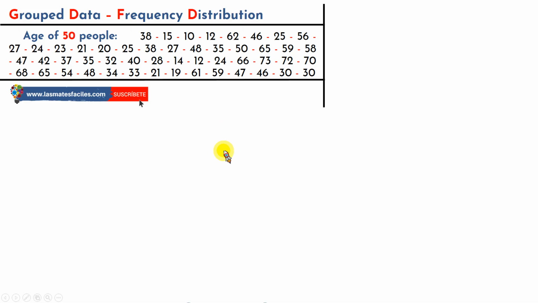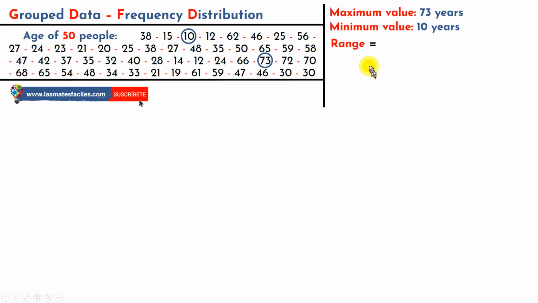As the first step, we're going to identify what the minimum value and the maximum value are. That is, the minimum age and the maximum age. We can observe that the youngest is 10 years old and the oldest is 73 years old. Once these values are defined, we can now calculate the range. The range is very easy to calculate. We just need to subtract the minimum value from the maximum value. This means we have a range of 63 years between the youngest and the oldest.